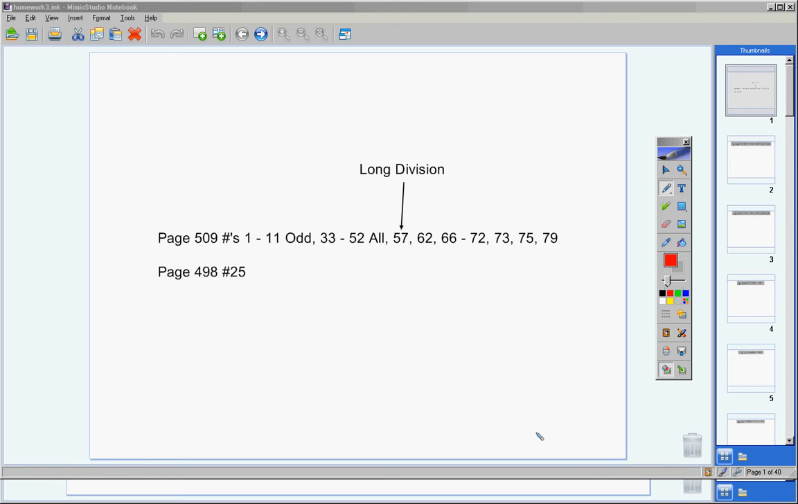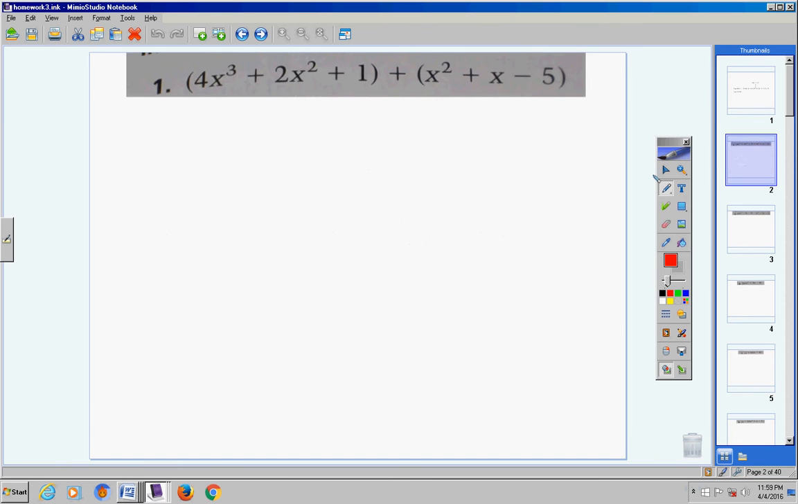Numbers 1, 3, and so on, the directions say to perform the indicated operation. And so here we go on number 1. Notice we are combining two polynomials. They are not multiplying, they are combining. There's a positive sign in front of this parentheses and a positive sign in front of this parentheses. So we simply combine our like terms.